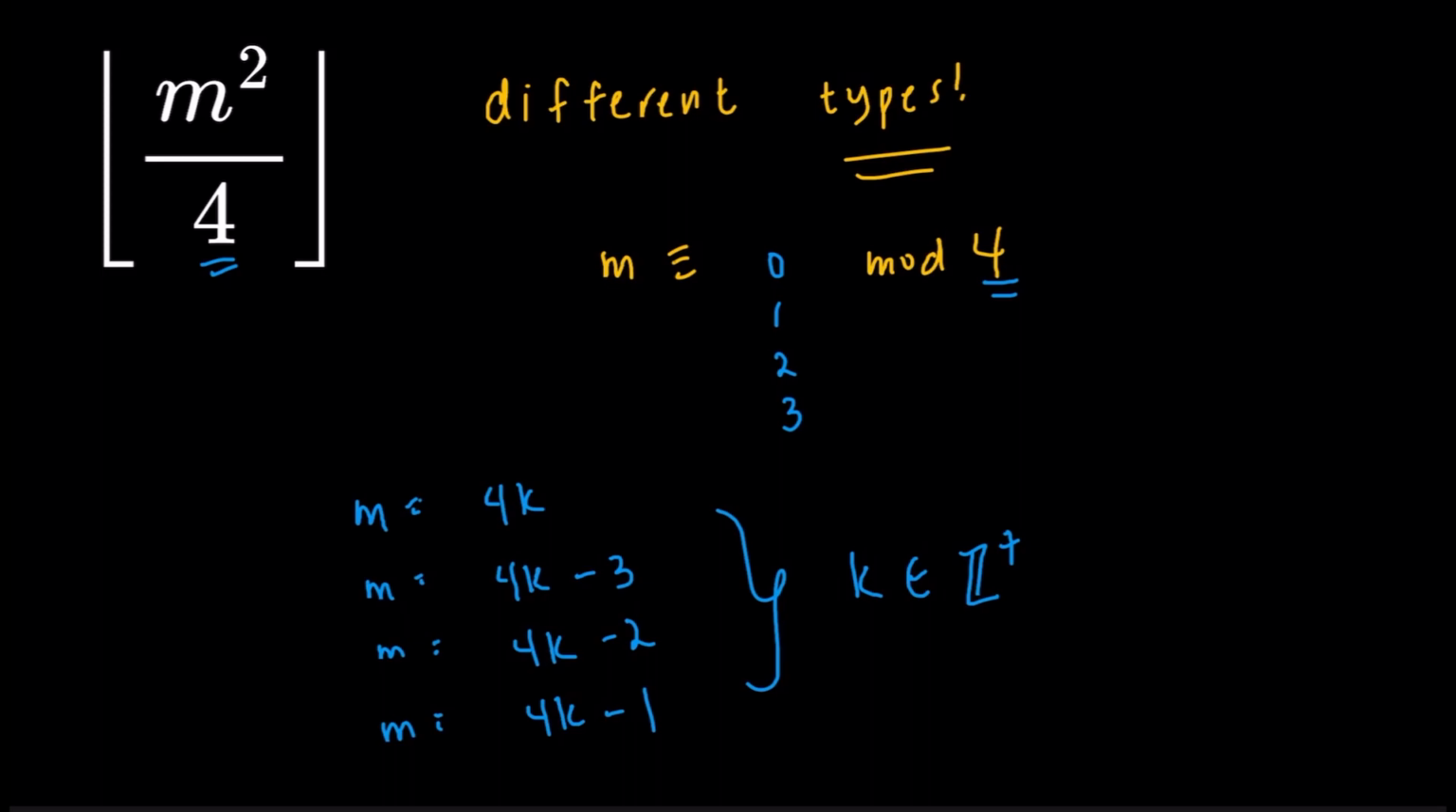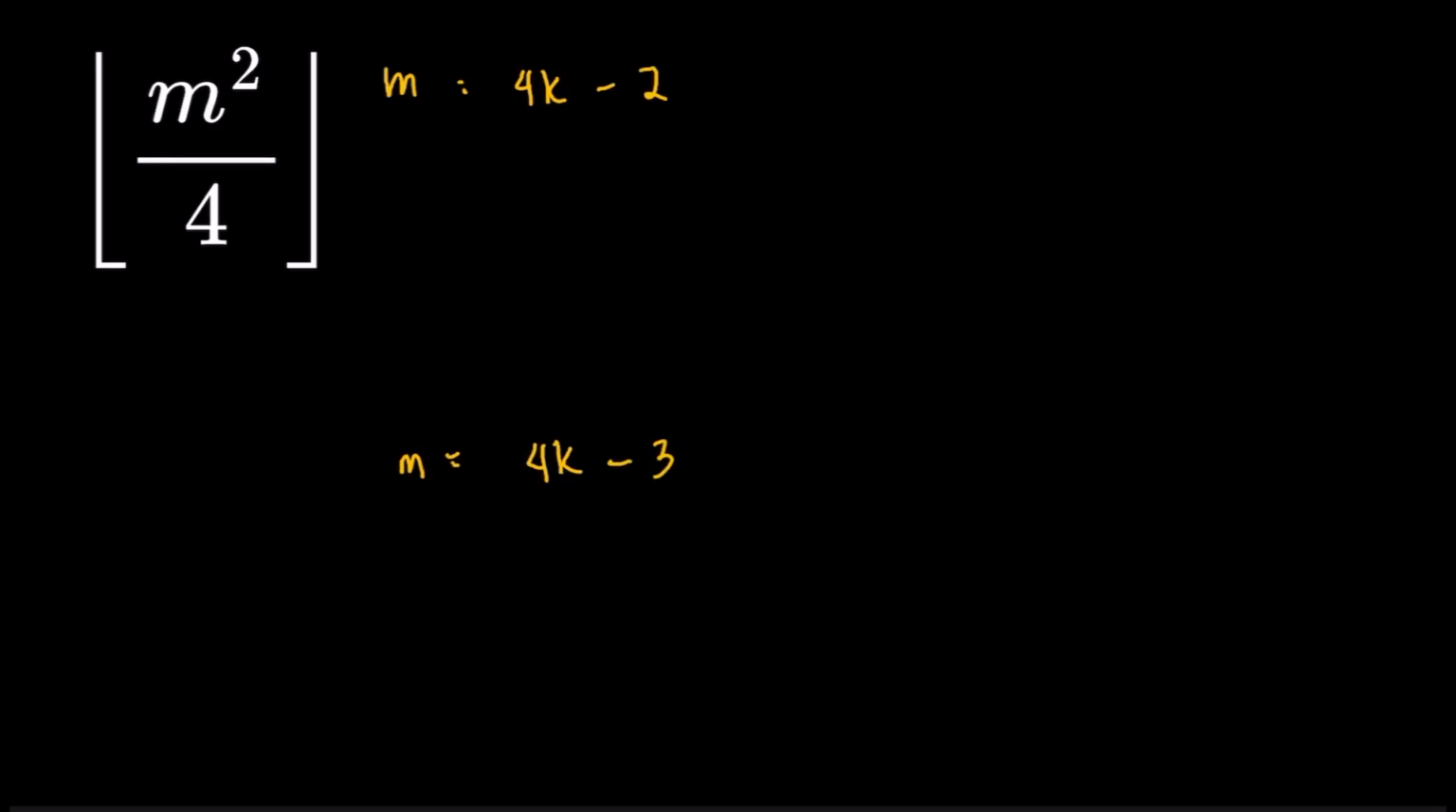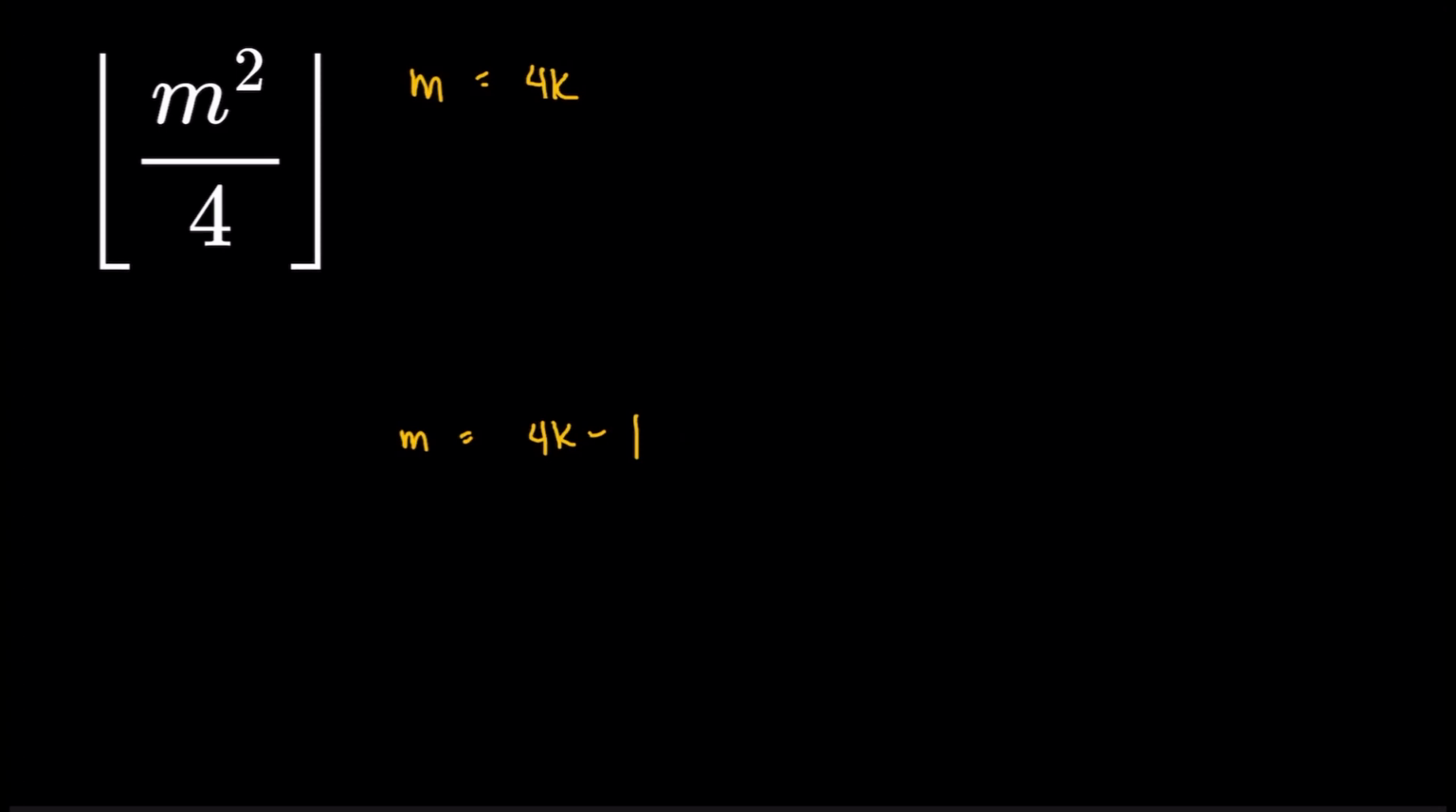All right, so let's take into consideration the possible cases now. I have 4k, 4k minus 1, 4k minus 2, 4k minus 3, as you can see here, but let's just do the cases one by one. And you will probably understand the motivation behind considering different types of values of m under mod 4.